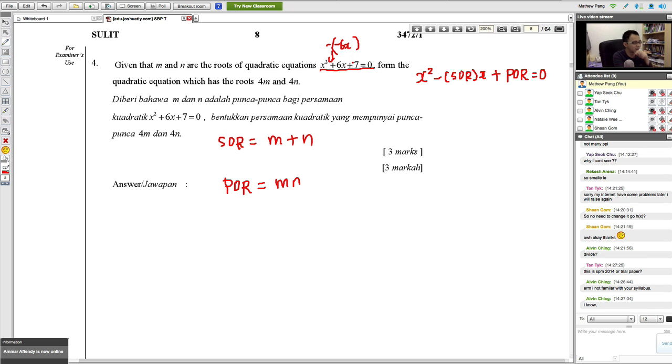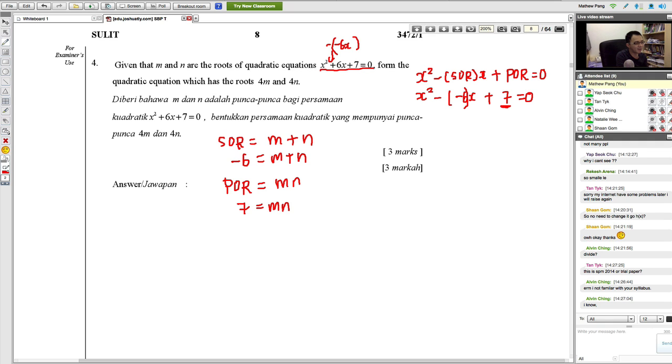You might ask me why I will get negative 6x, because of this one. So this is x squared minus my sum of roots x, which is negative 6x. My sum of roots actually is negative 6 plus 7 equals 0. So I know my sum of roots equals negative 6. Therefore, m plus n equals negative 6. And my product of roots actually equals 7. So product of roots equals 7, that's why mn equals 7. These two pieces of information I will need to use to form my new equation, because now I have the new roots.